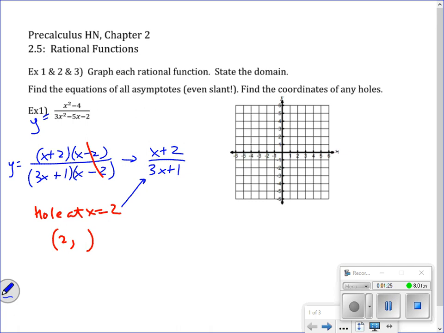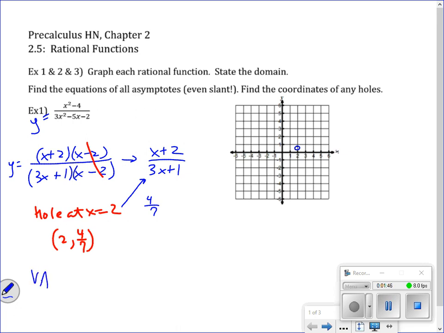So 2 plus 2 on top is 4. On bottom, 3 times 2 is 6. 6 plus 1 is 7. So the hole is at the location of 2 and then 4/7 for the y value. So if you wanted to, you go to 2 and then 4/7. You draw a little hole right there, and that's where it's going to be. All right, so let's do our asymptotes.